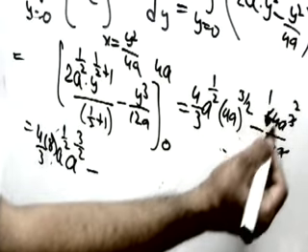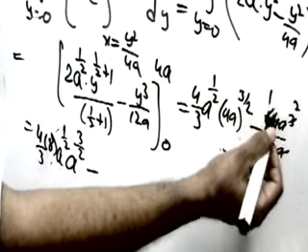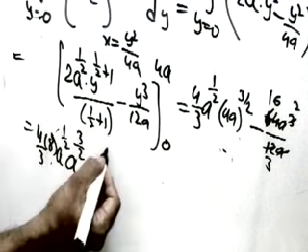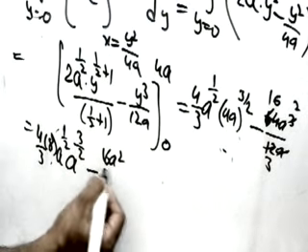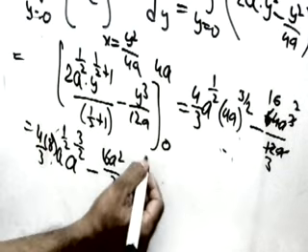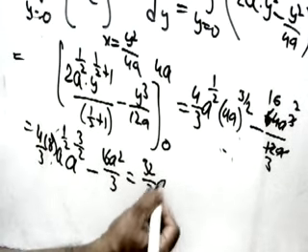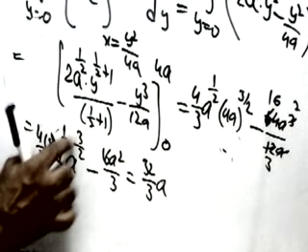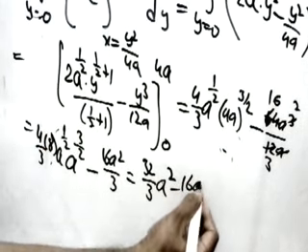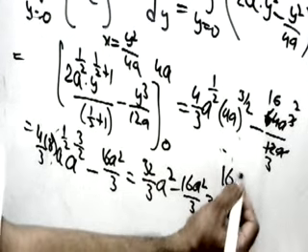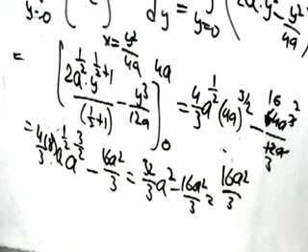Now 12 means 4 3s are 12, 4 6s are 24. Now what is left here? 16a square by 3. Now this is 3 4s are 12, 4 8s are 32. 32 by 3 a power. Bases are same, if you add the powers, 1 plus 3 by 2 means 2 minus 16a square by 3. Now 32 minus 16 will be 16a square by 3.